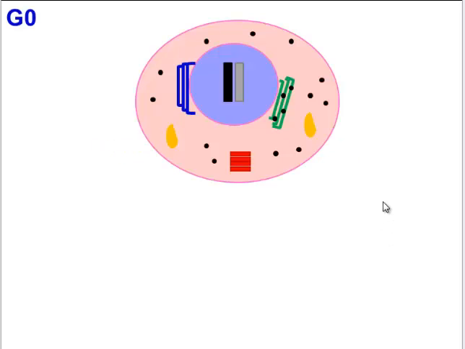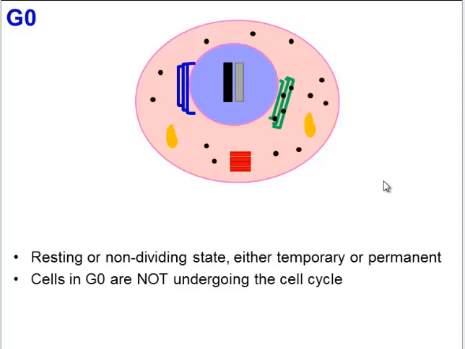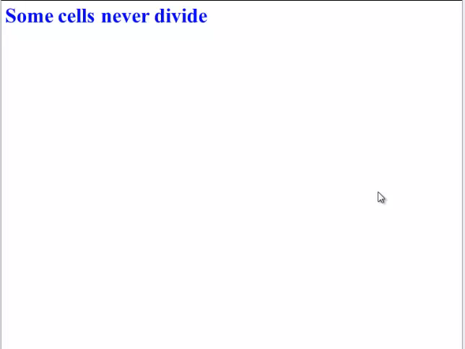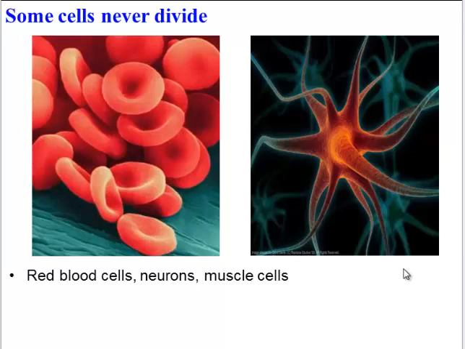For example, some cells don't enter the cell cycle, and they exist in a state known as G0. This is a resting or non-dividing state, and it could be temporary or it could be permanent. Cells that are in G0 are not undergoing the cell cycle. They're simply doing their thing. Now, there are some cells that will never divide. They will be in G0 their entire life. Red blood cells and neurons and muscle cells are examples of cells that don't divide.